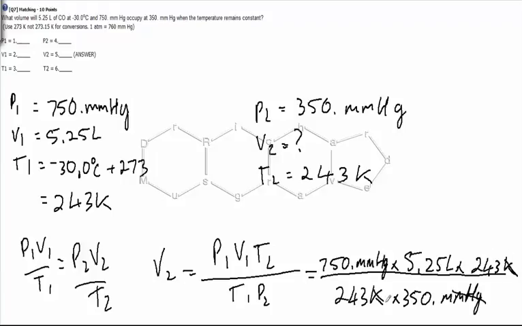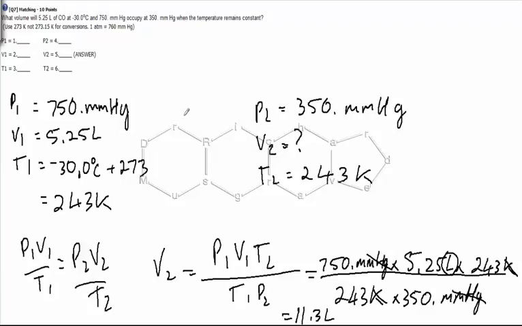Alright, so now you can see how everything's going to end up cancelling out quite nicely to leave us with litres. So it's going to be an answer of 11.3 litres. We want three significant figures here because everything here has three significant figures. So even though we might end up with 11.25 litres in our calculator, we're going to convert that to 11.3 litres, and that's going to give us our answer.